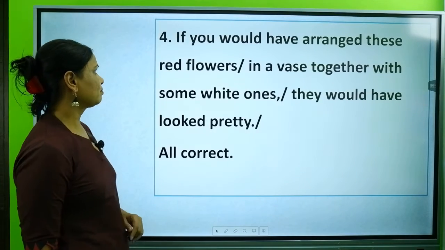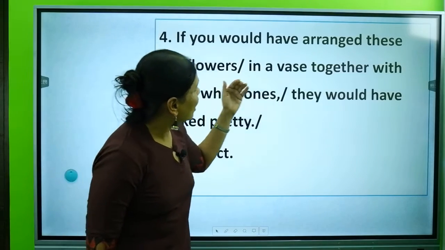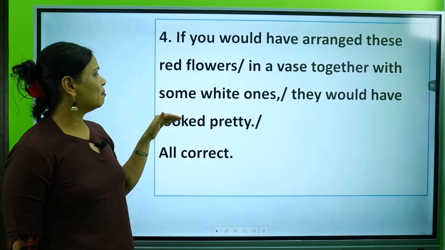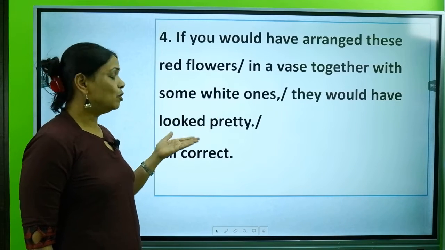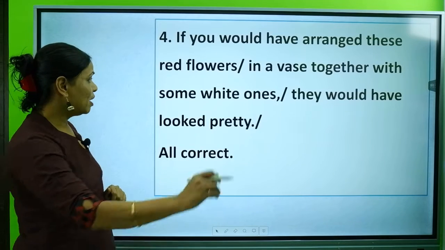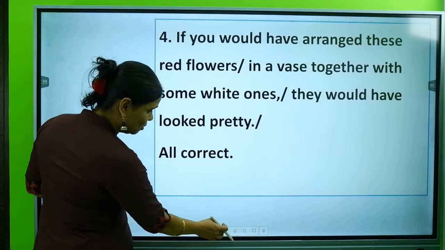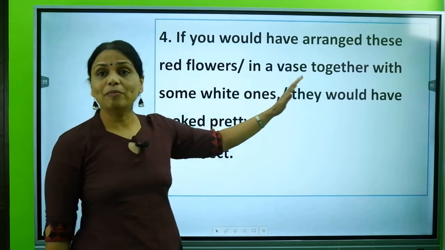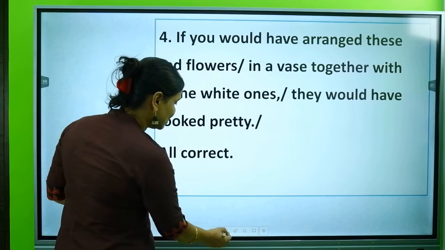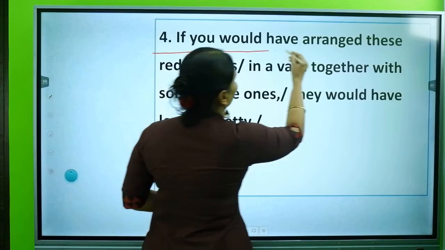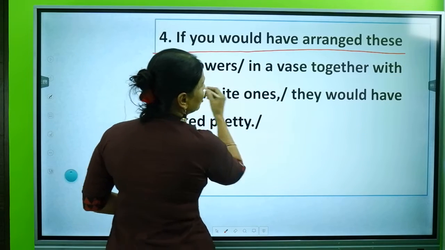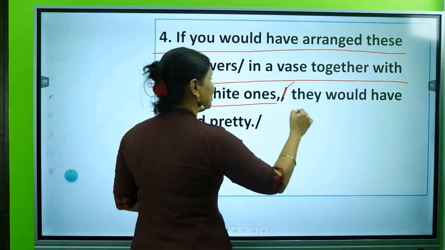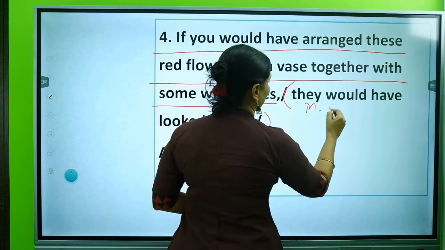Number 4. If you would have arranged these red flowers in a vase together with some white ones, they would have looked pretty. No error. Now we need to look at this sentence very carefully. This is a complex sentence and it has an if clause, conditional clause in other words, and the remaining one is a main clause.